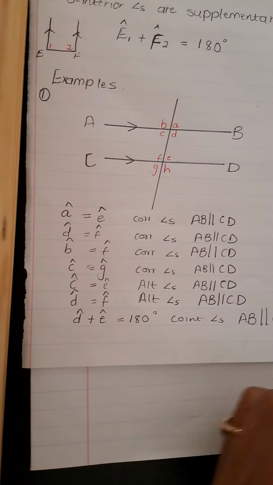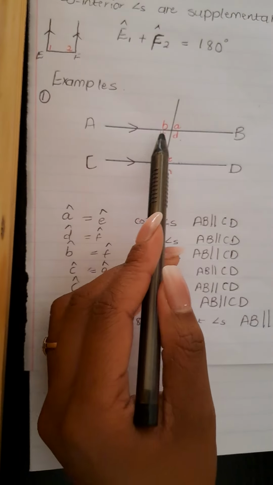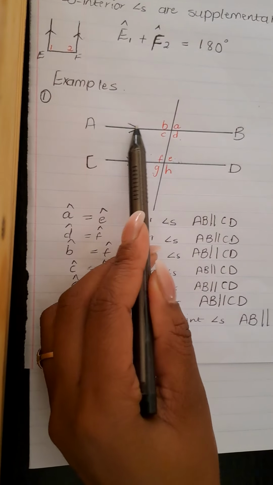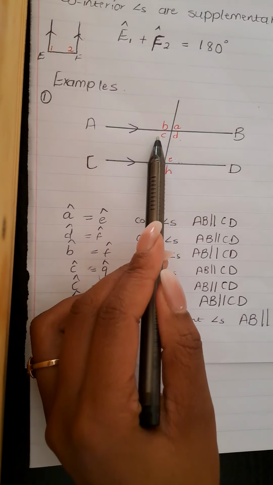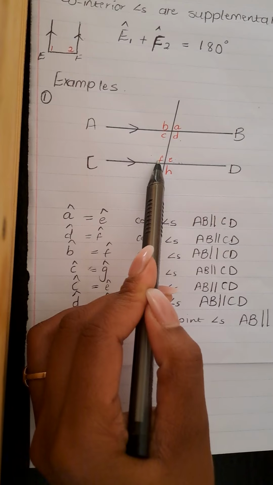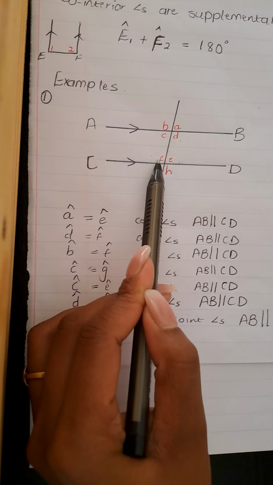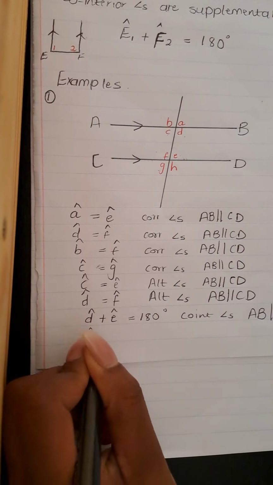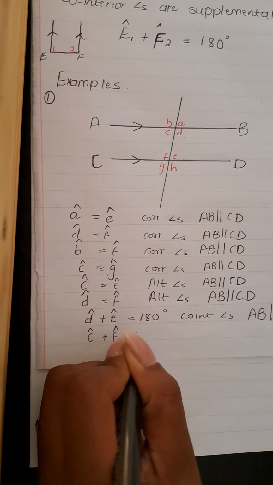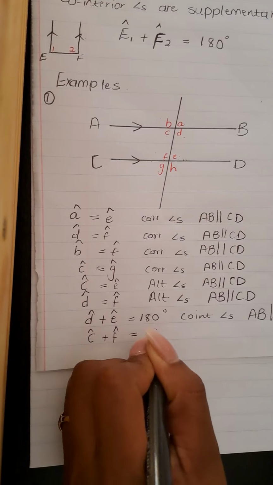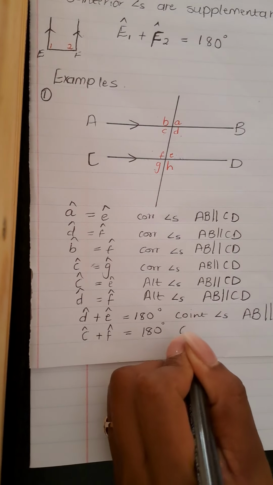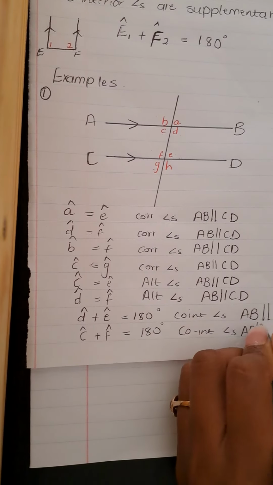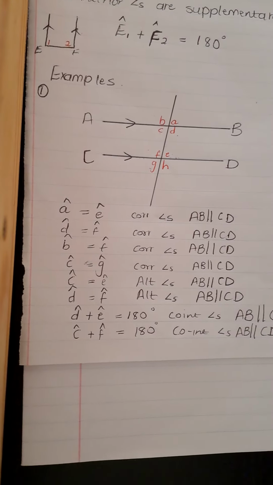We also have another co-interior pair. When you follow my hand like that, you are having a U facing that direction, meaning angle C plus angle F equals 180 degrees, co-interior angles. Angle C plus angle F is equal to 180 degrees, co-interior angles, again AB parallel to CD.